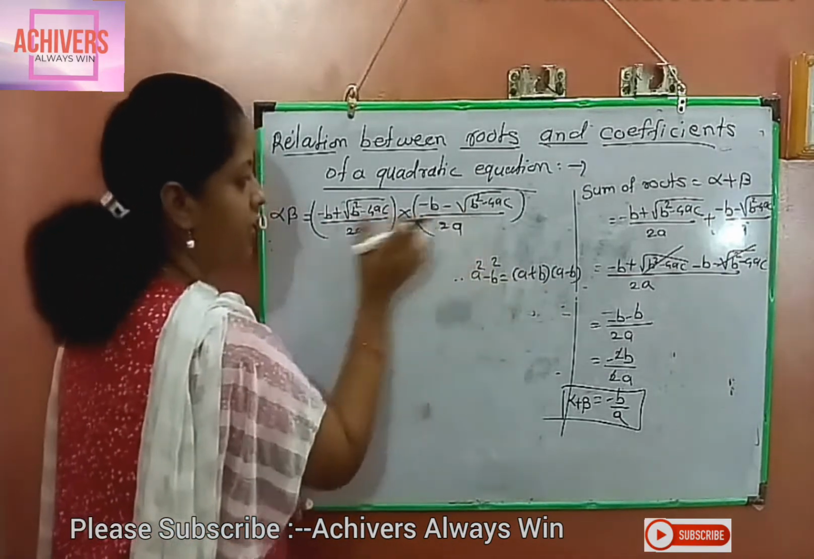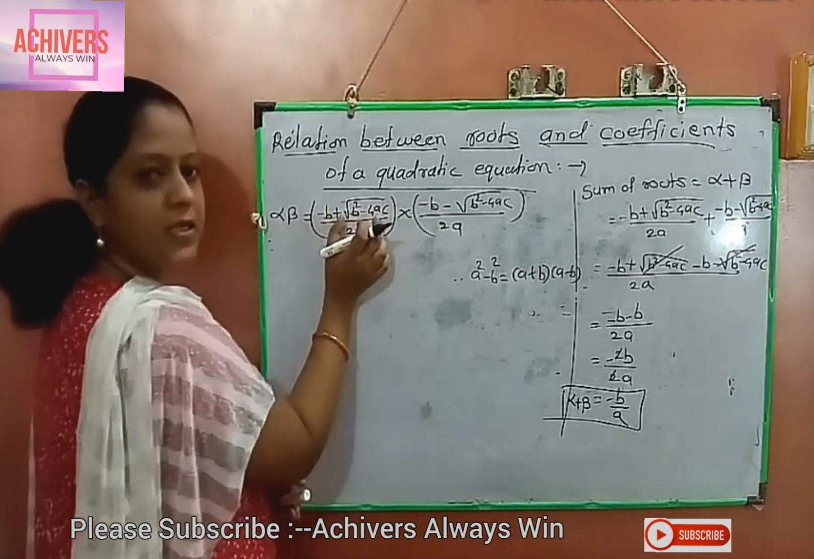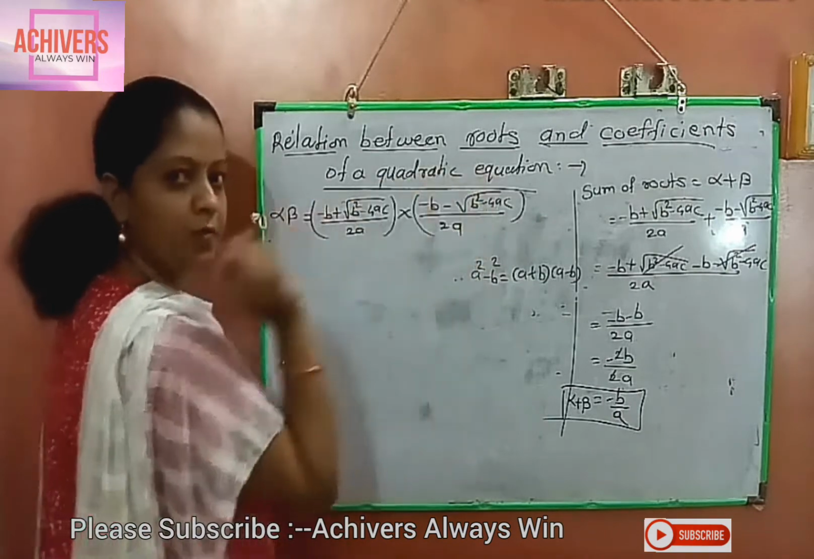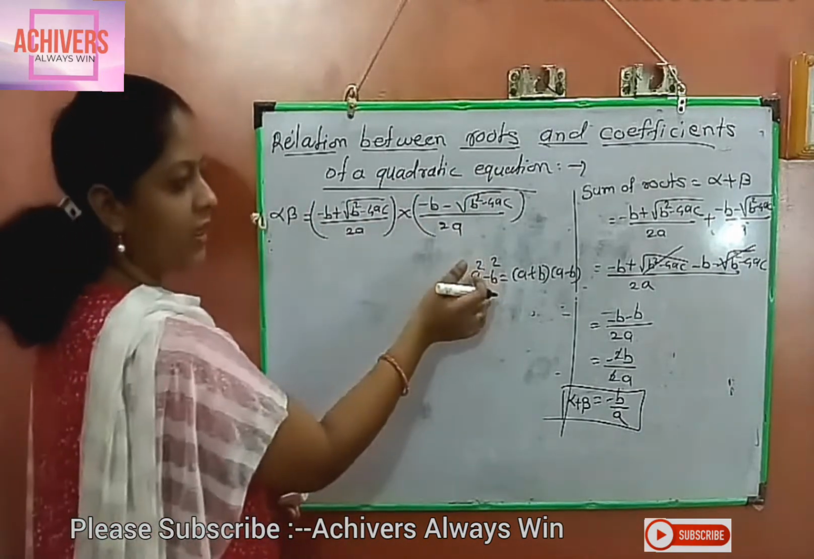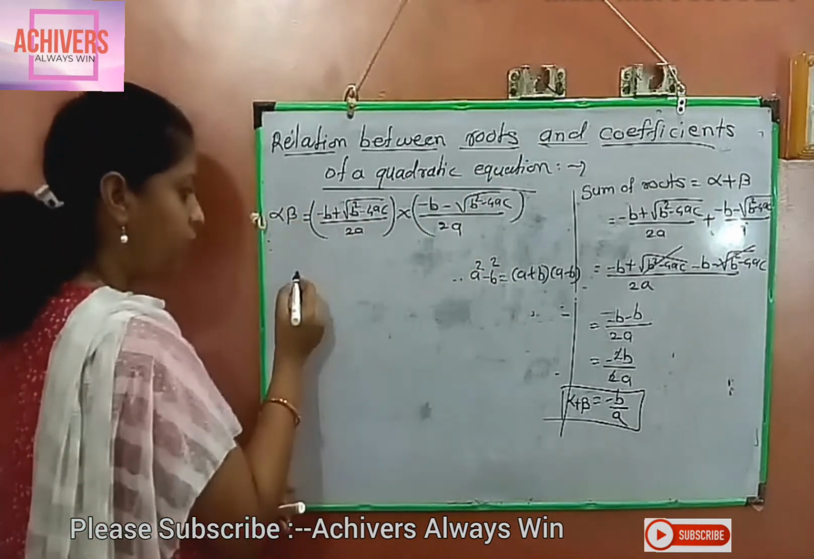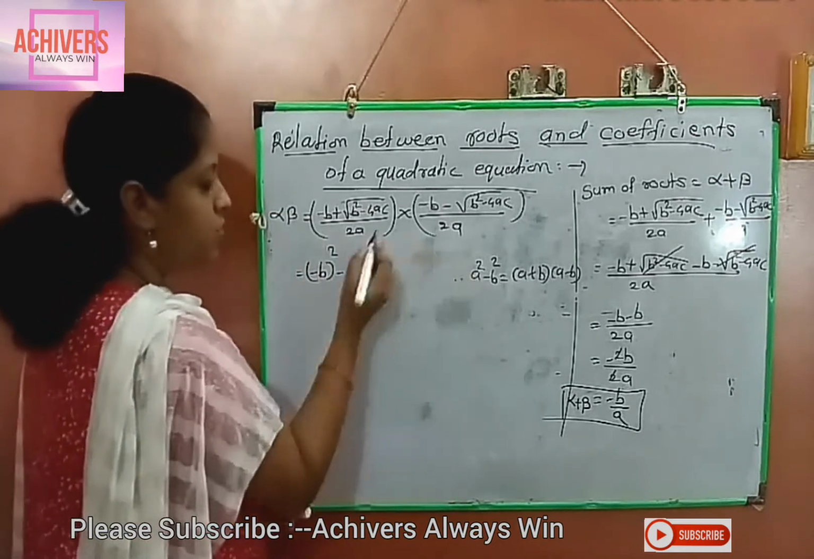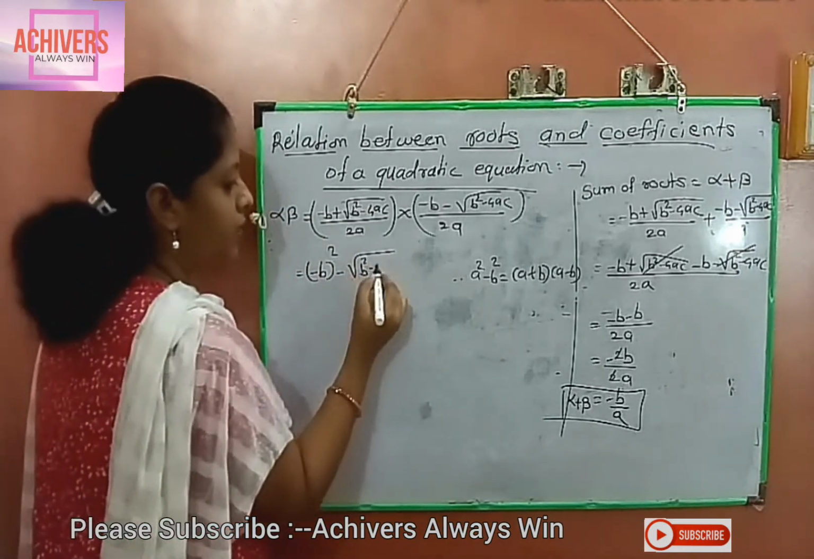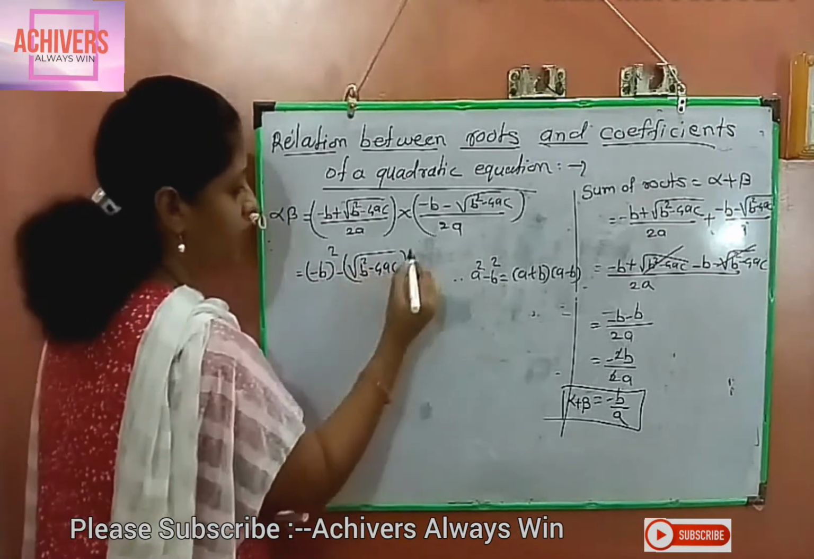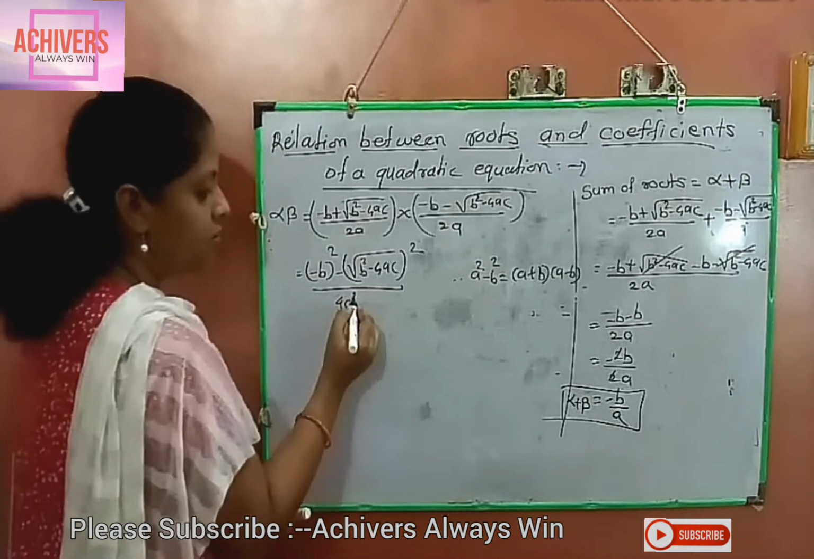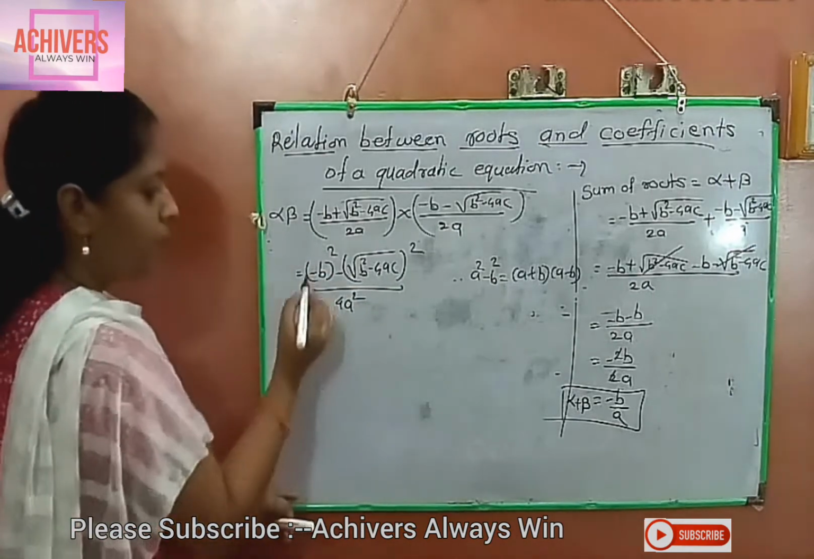And a plus b means minus b plus under root b square minus 4ac, and a minus b means minus b minus under root b square minus 4ac. We get a square minus b square. Here a is minus b, so a square is b square, and b square means under root b square minus 4ac the whole square, upon 2a multiplied by 2a, that is 4a square. Then minus b square.